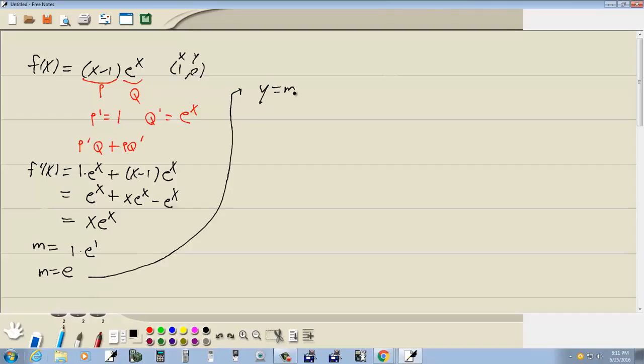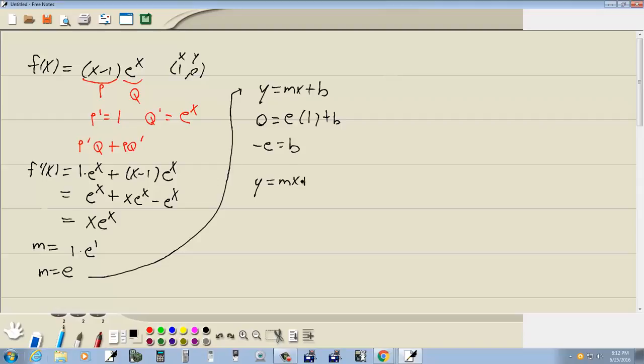Then we want to plug in the given point for x and y. So I put 0 in for y. m we just said was e times x, which is 1, plus b. And take the e over, it becomes a negative e. So we got b is equal to negative e.